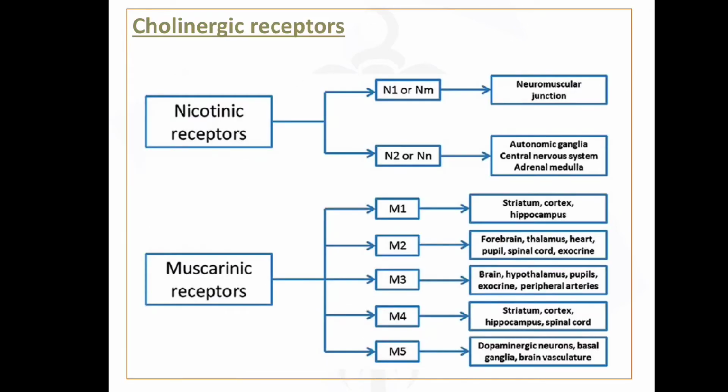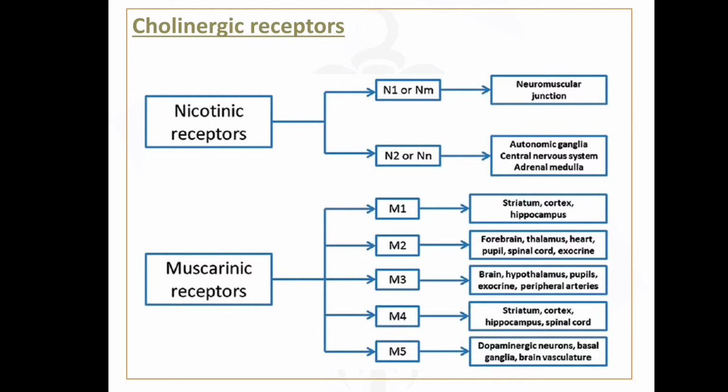Next, let us look at the cholinergic receptors. There are basically two types of cholinergic receptors, the muscarinic receptors and the nicotinic receptors. Muscarinic receptors are present in the heart, smooth muscles, glands, eyes, and the CNS. Muscarinic receptors are G protein coupled receptors. Five subtypes of muscarinic receptors, M1, M2, M3, M4, and M5, are recognized.